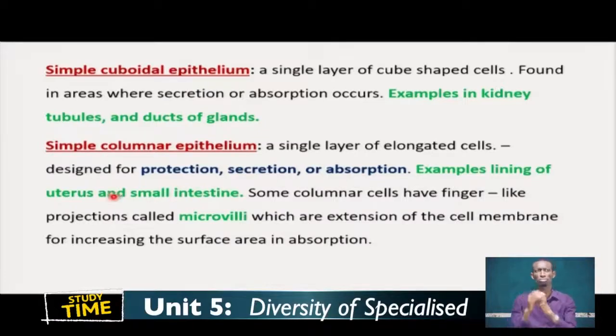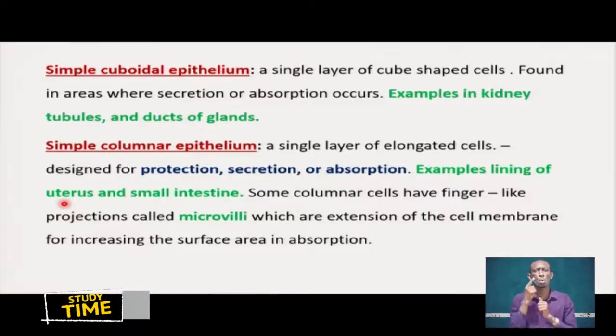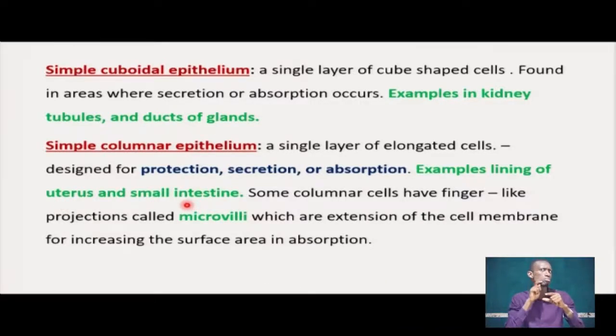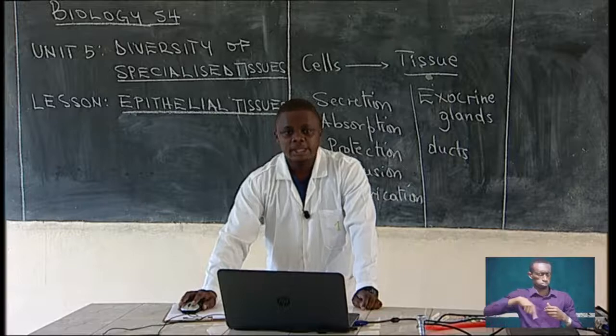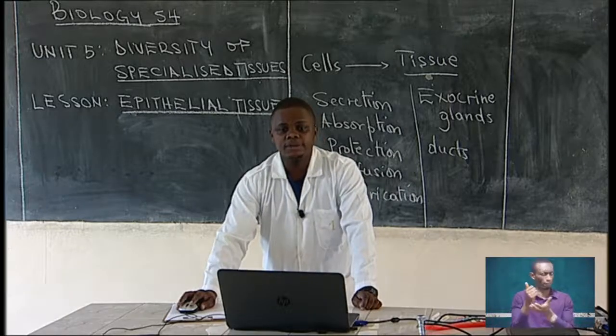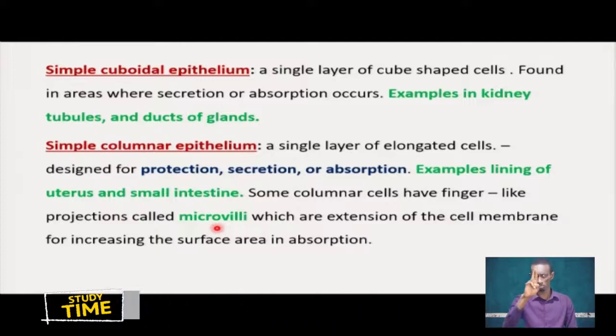Where can we find simple columnar epithelium? In the uterus of the female reproductive system and in the small intestine. Remember, the small intestine is part of the digestive system. Some columnar cells have finger-like projections which we call microvilli. The function of microvilli is to increase the surface area for absorption.